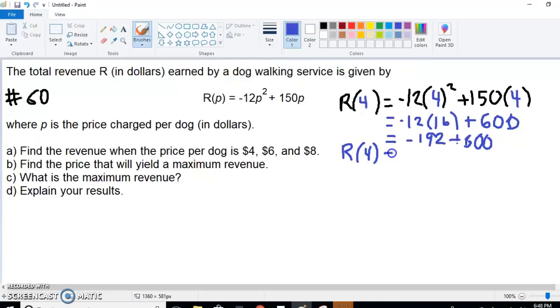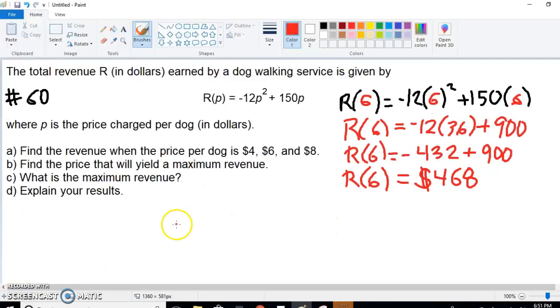So altogether, we find that when the price per dog is 4, so R of 4, the revenue is $408. Okay, so then since we were told to find the revenue, we can write that as $408. All right, so plugging 6 and 8 will be a similar process. So I'm just going to go ahead and work those out really quick.